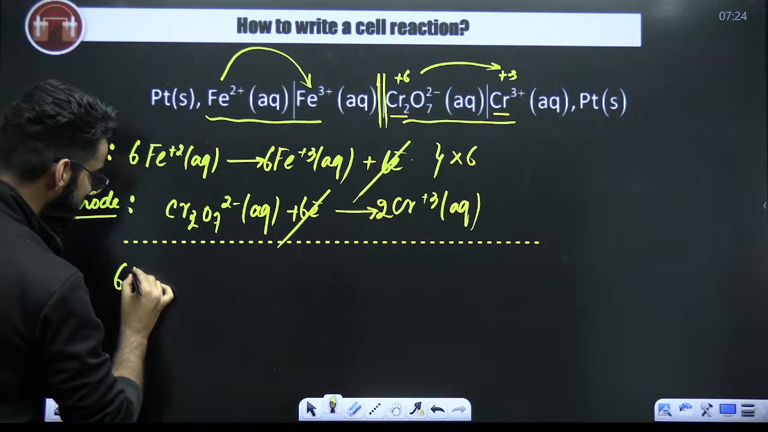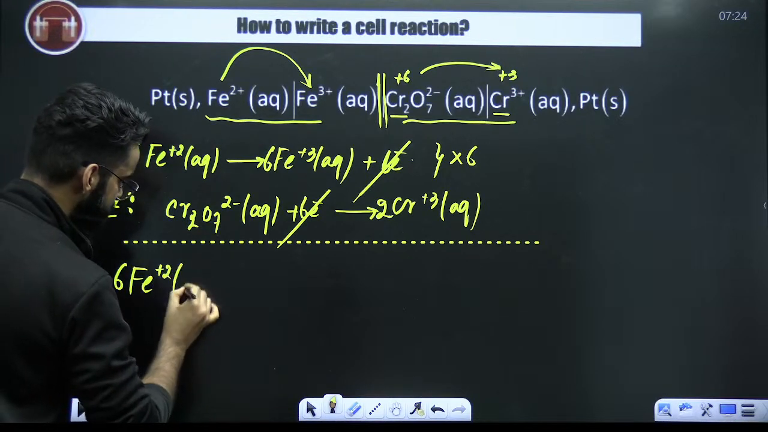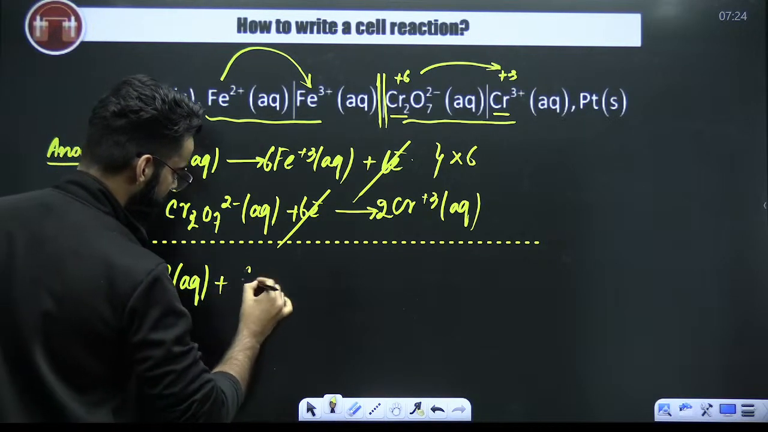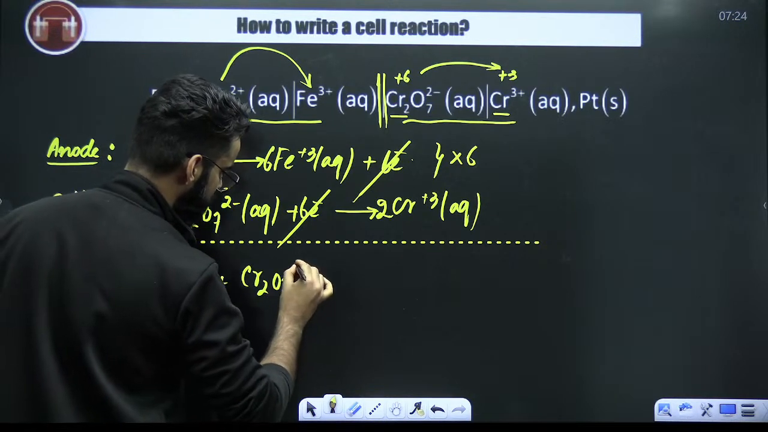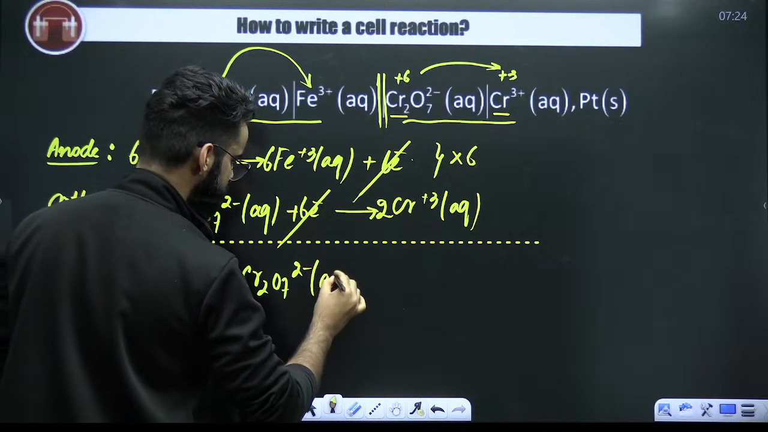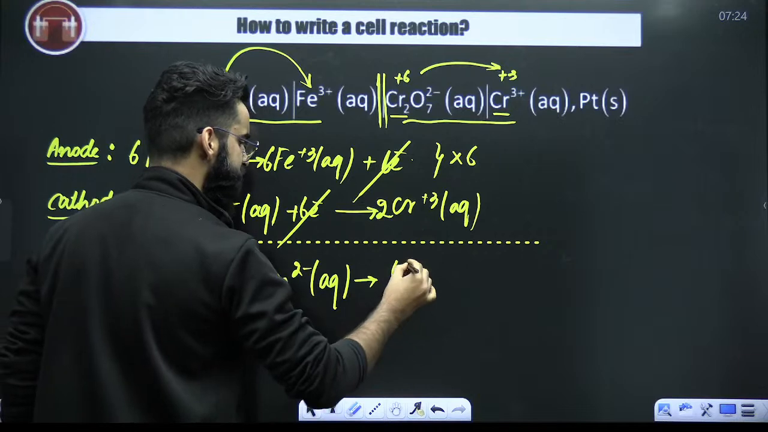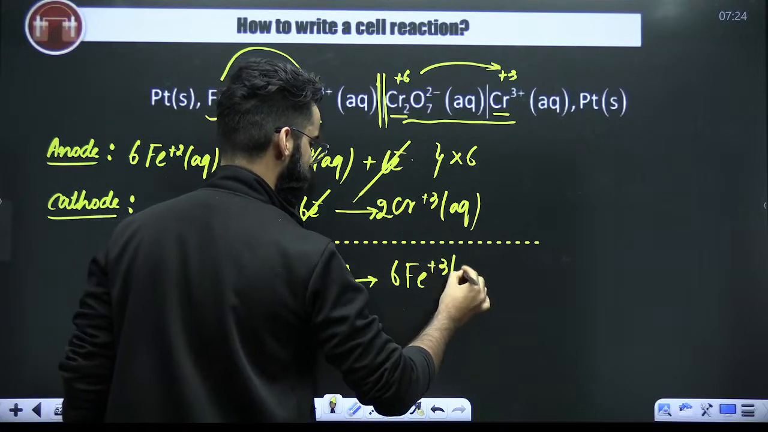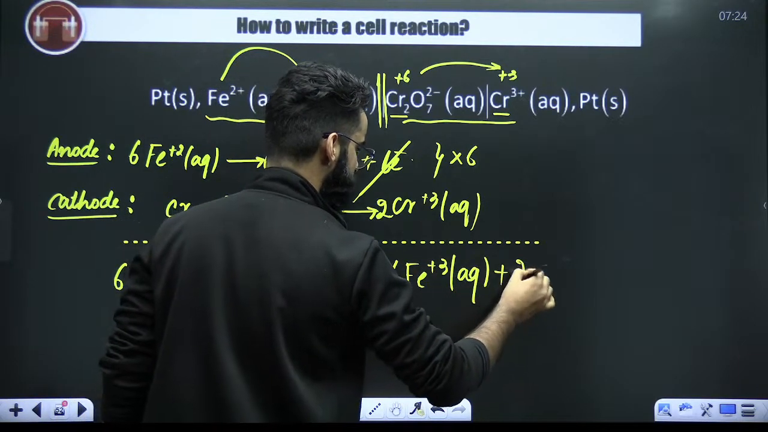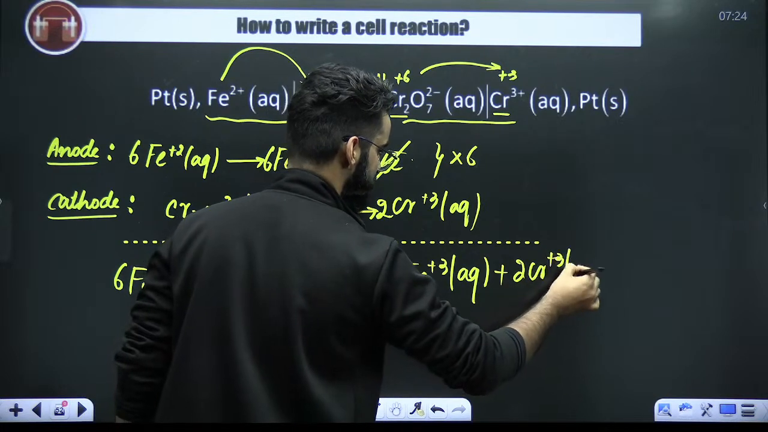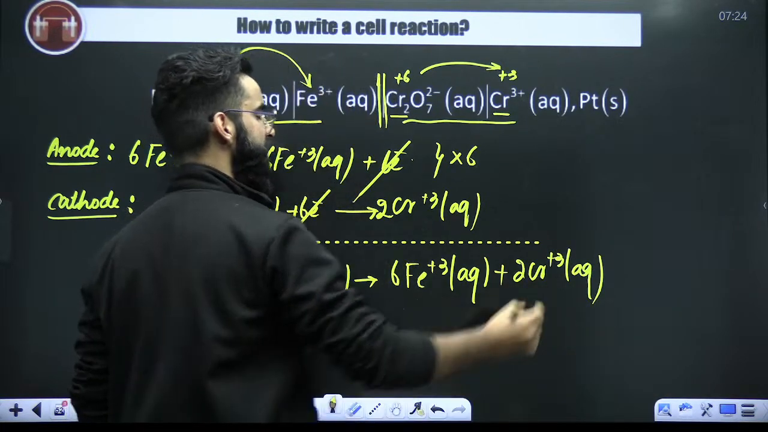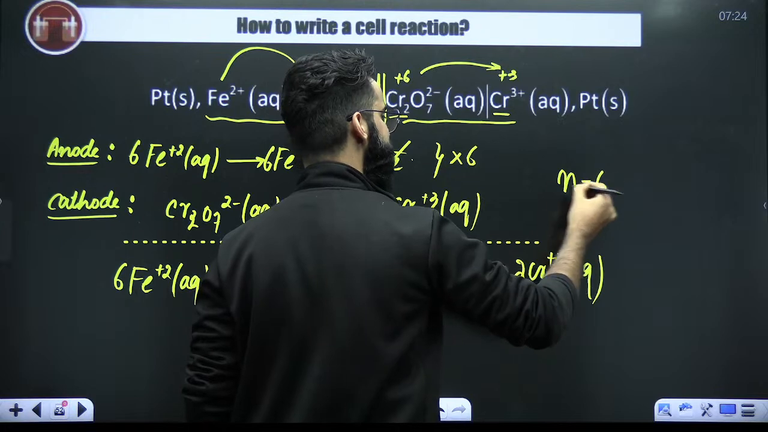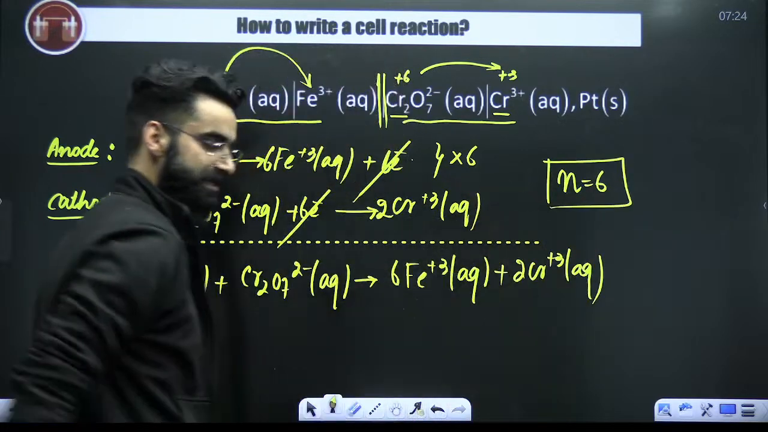The net reaction has to be 6 times Fe2+ aqueous plus Cr2O7 2- aqueous. It gives 6 times Fe3+ aqueous, and with this, I'll be writing 2 times Cr3+ aqueous. Tell me one thing, how many moles of electrons got exchanged? I would say 6 moles of electrons got exchanged in the net cell reaction.